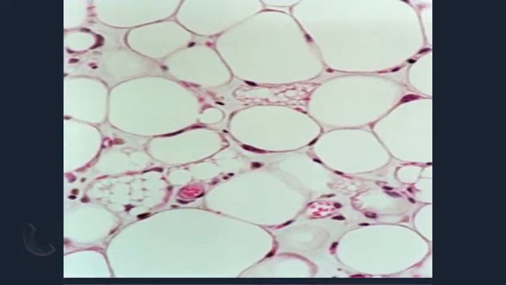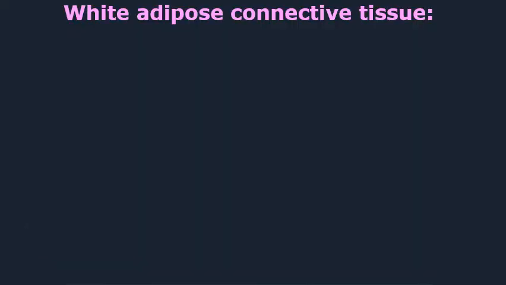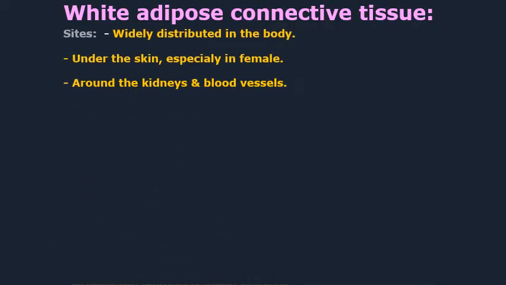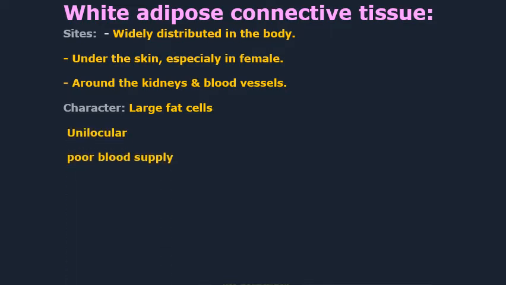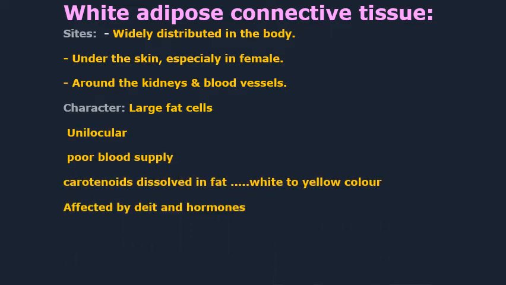They are either white or brown. Here is the white adipose connective tissue, with unilocular fat cells having the significant characteristic picture of the signet ring appearance. It's widely distributed in the body, present under the skin, especially in females, and around organs such as the kidney and blood vessel. They are large fat cells. They have poor blood supply and appear white to yellow in color, and it is affected by diet and hormones.